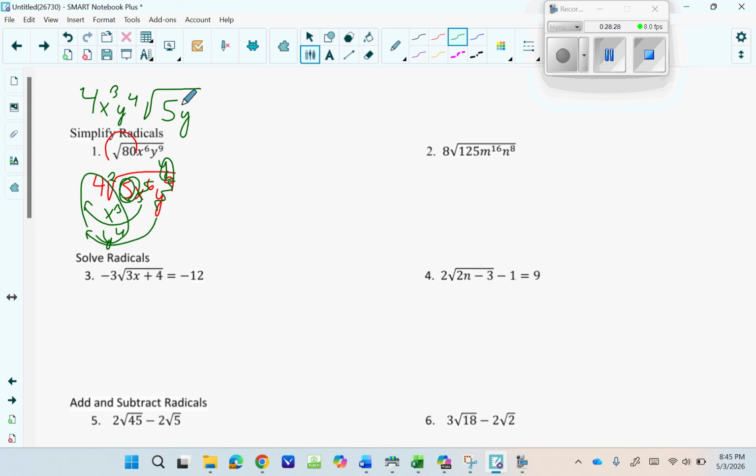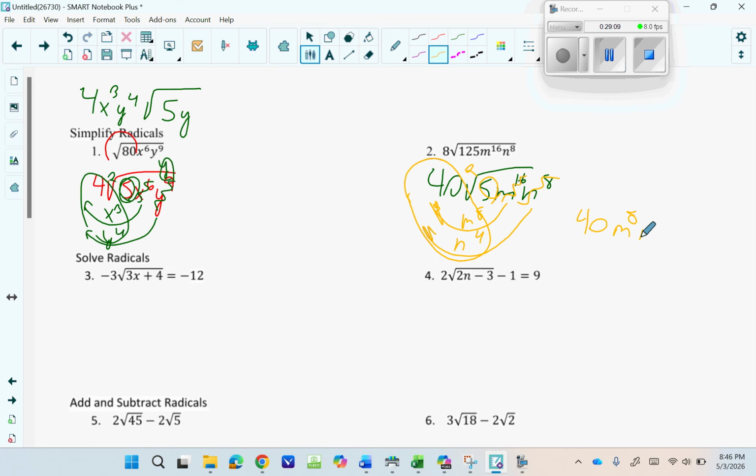Okay, let's do this for number 2. So I'm going to say 8 square root of 125 is 40 square root of 5. So I'm going to first simplify this as 40 square root of 5. And I'm going to say m to the 16th n to the 8th, and I'm going to put a little 2 here. And so 2 goes into 16, 8 times evenly. So an m to the 8th is going to come out. And 2 goes into 8 4 times evenly. And so I'm going to have all of these on the outside. So I'm going to say 40 m to the 8th n to the 4th, and then square root of 5.